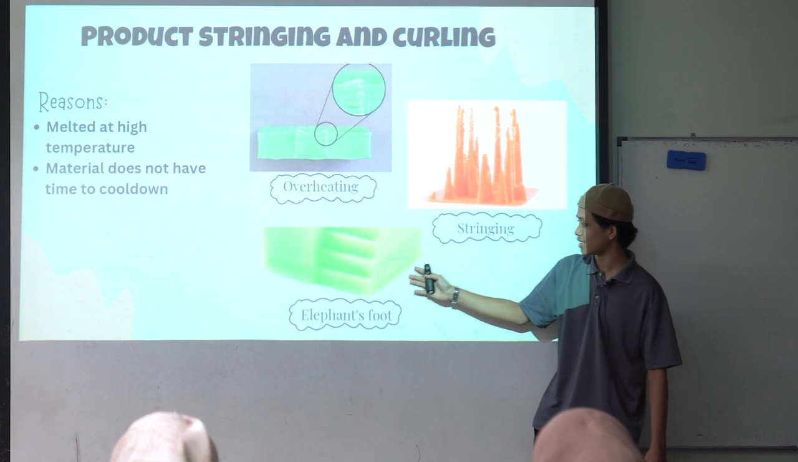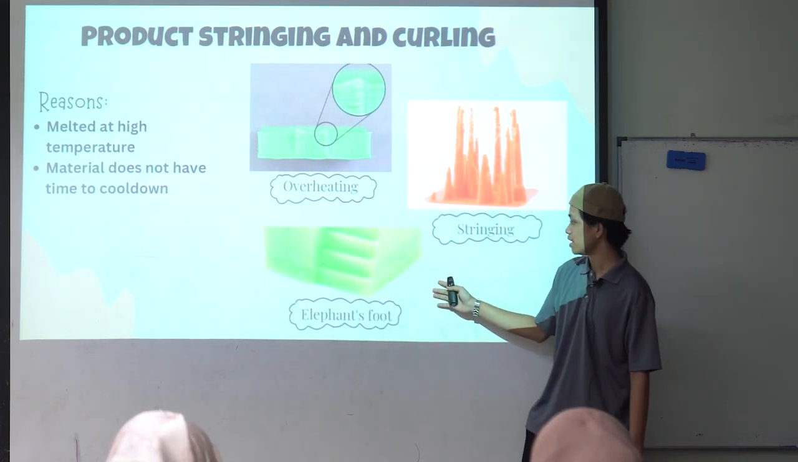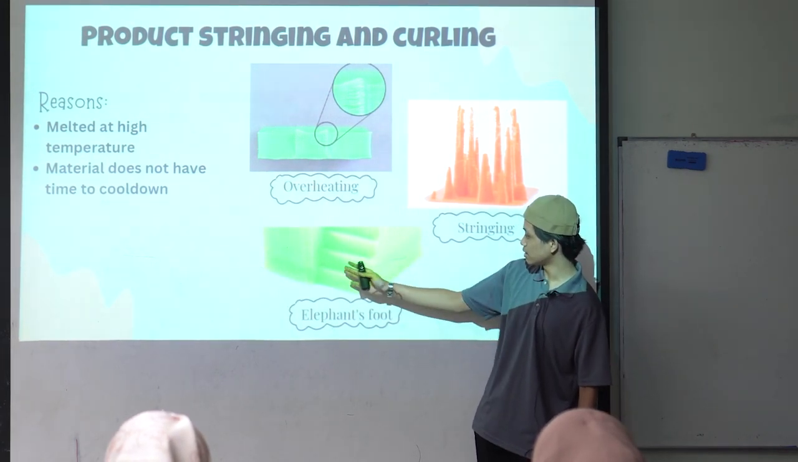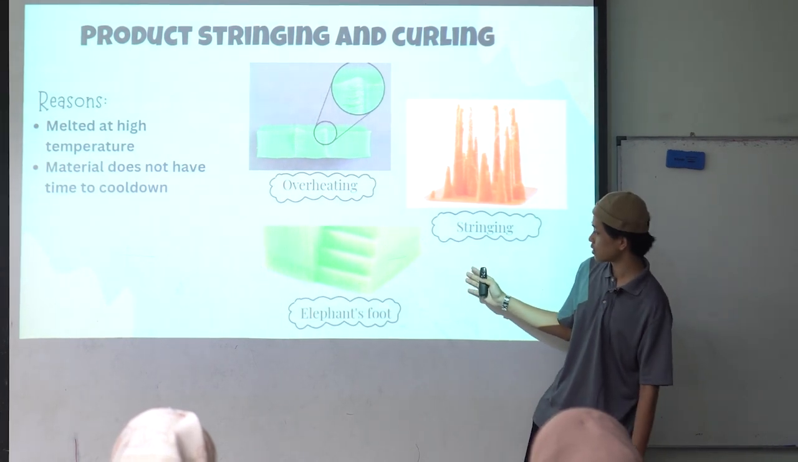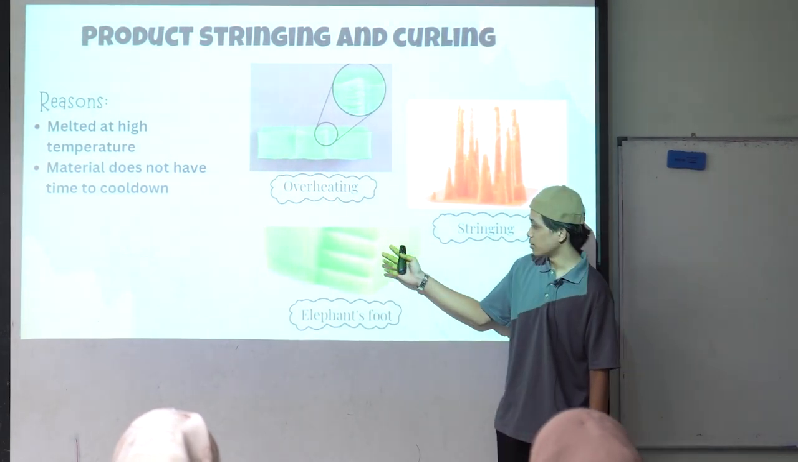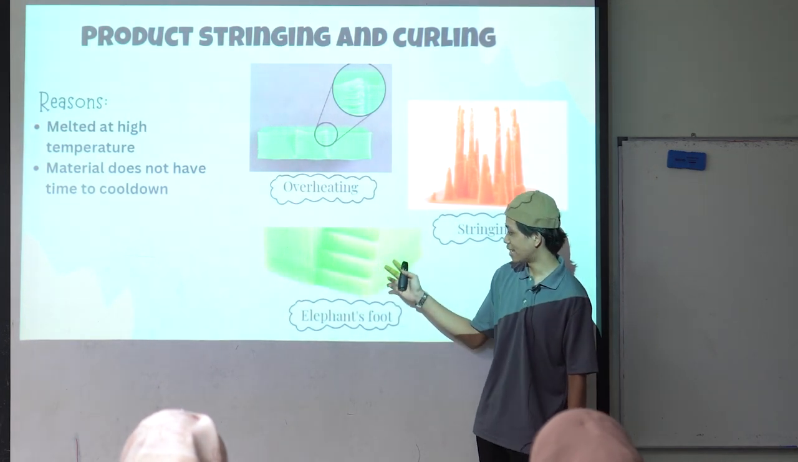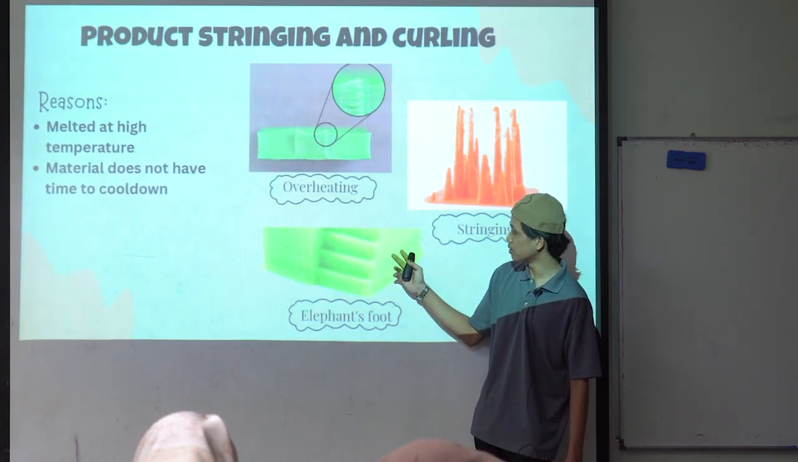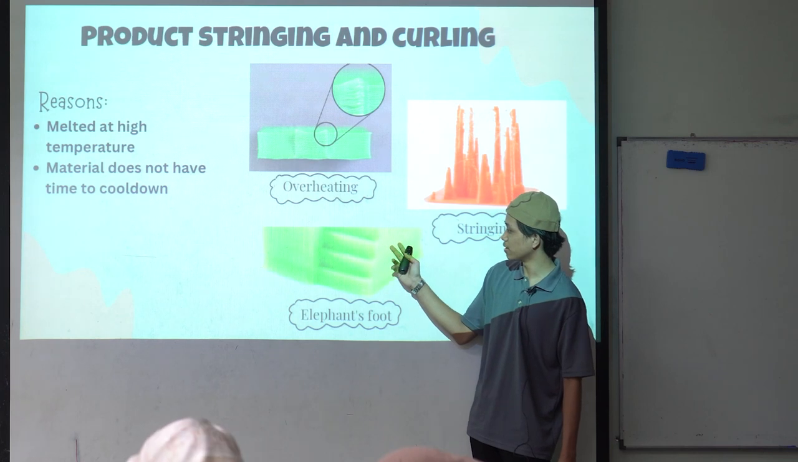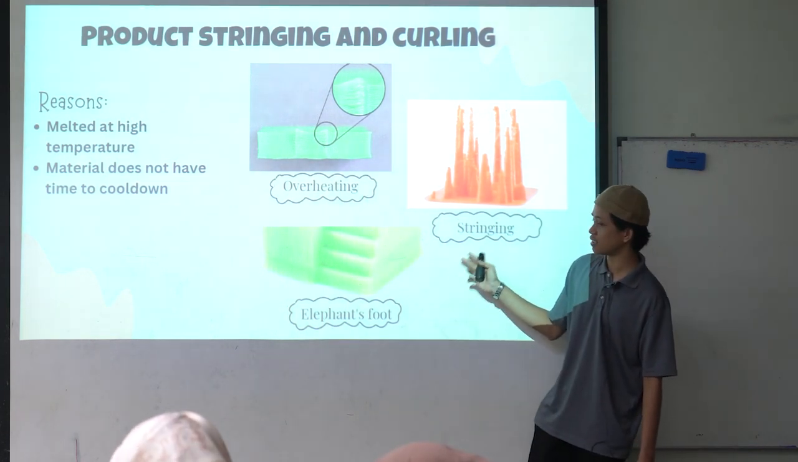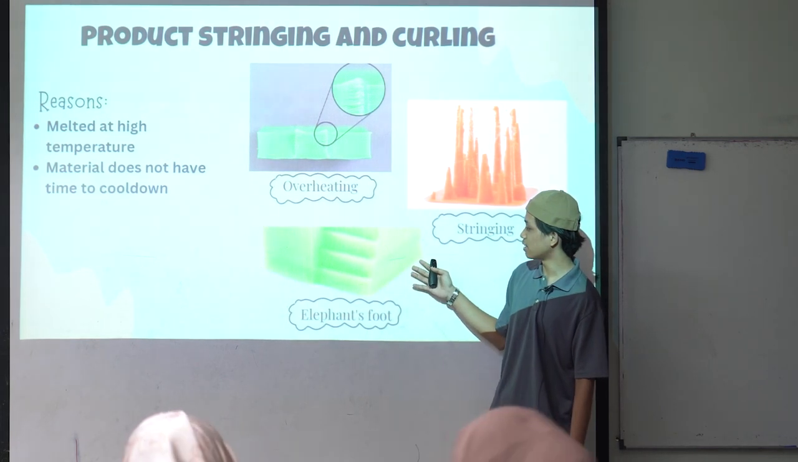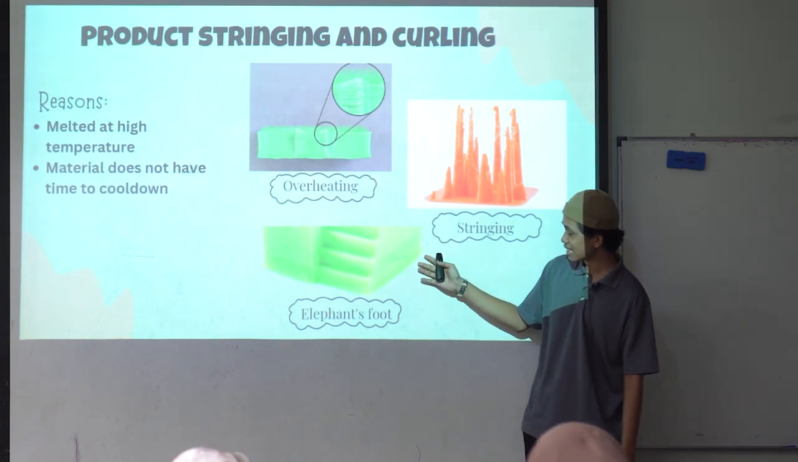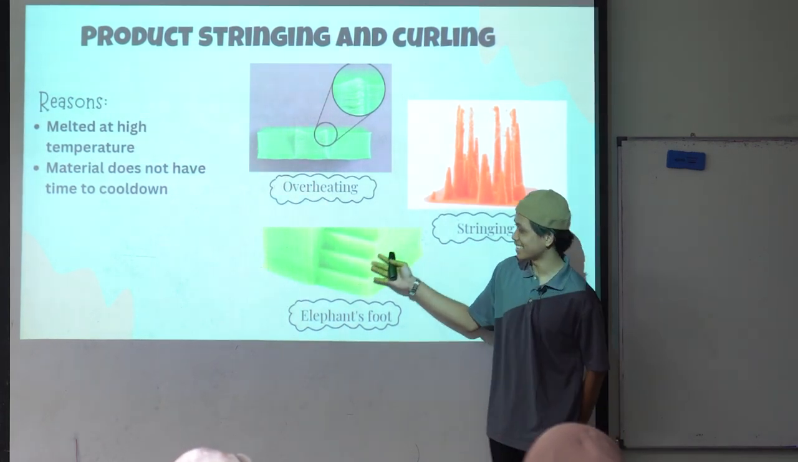And then I will explain about the elephant foot. As you can see, it's like an elephant foot. The elephant foot is a defect of the expansion of the layer at the horizontal plane. It is because the nozzle is too close to the product when it's printed. And the temperature might be too high for this product. Materials like ABS and PLA have their own temperatures, and we need to use the temperature that has been specified by the manufacturer.